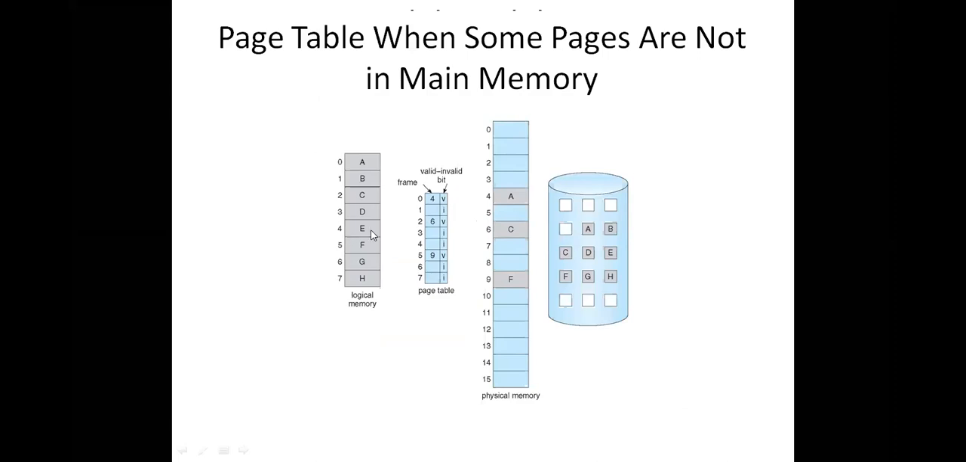For example, the fourth page, E. E is not available in the main memory. It is still in the secondary memory. So it is not in the main memory. That is the reason why it is indicated by I. Whereas the fifth page, F, is available in the main memory, so that is the reason why it is indicated by V.